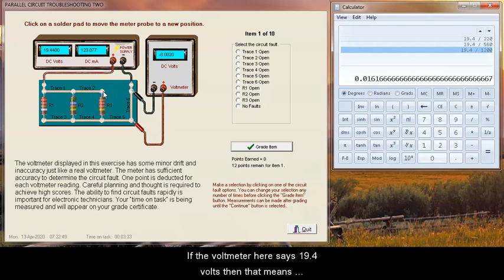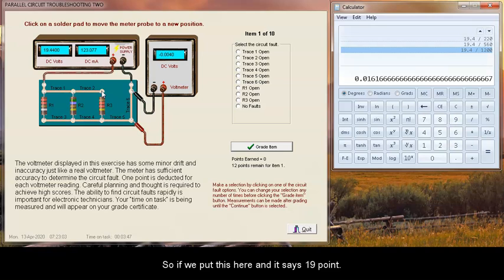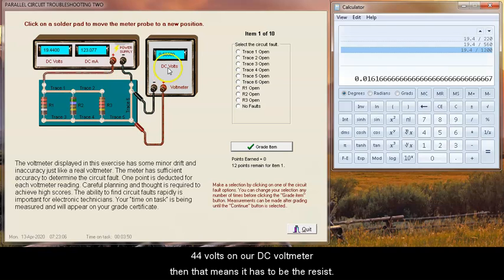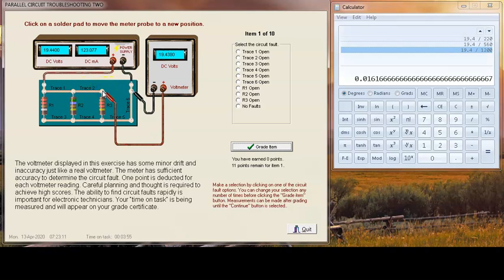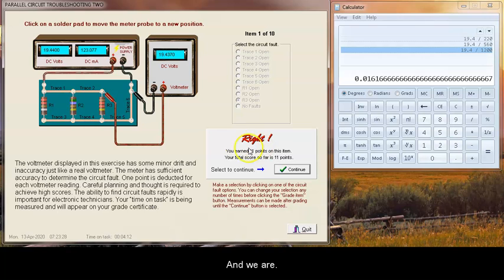If the voltmeter here says 19.4 volts, then that means that this resistor is getting its power, but the resistor itself is not conducting any current. So if we put this here and it says 19.4 volts on our DC voltmeter, then that means it has to be the resistor. And it says 19.443 volts. So we have the 19.443 volts here, but we don't have the current flowing through R3, so I'm going to say that R3 is open. Grade item, and we are correct.